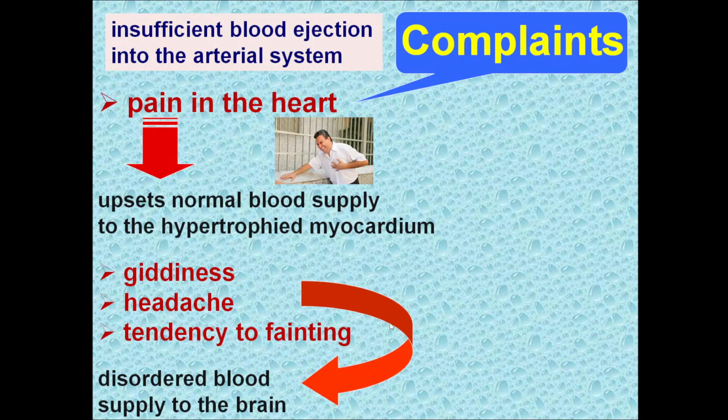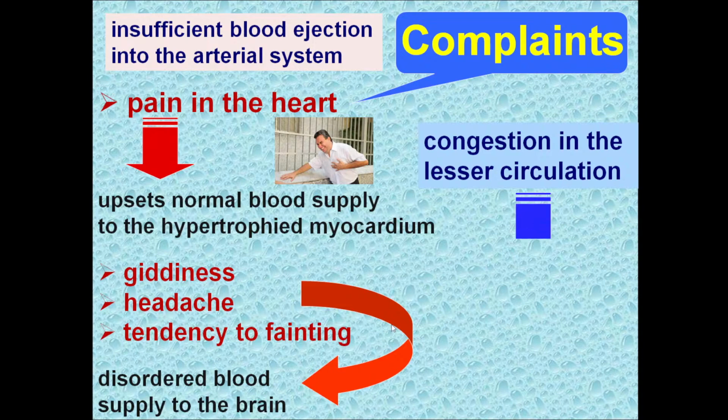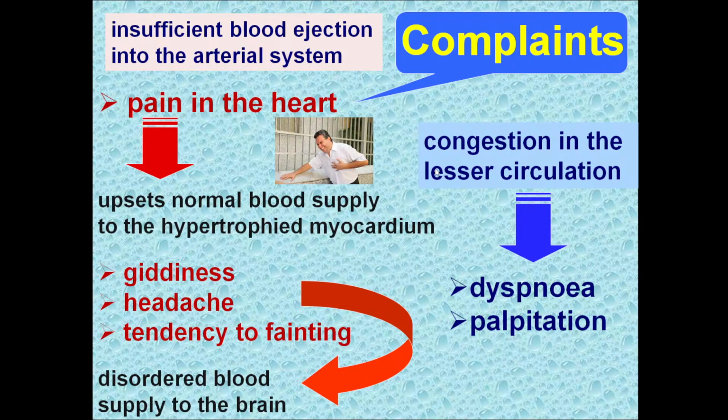And then there will be signs which appear due to congestion of blood and lack of circulation: dyspnea, palpitation, then cough, and hemoptysis, depending on progression of the disease. Two groups of complaints: first of all, those due to insufficient blood ejection into the arterial system, and others due to congestion of blood in the lesser circulation.